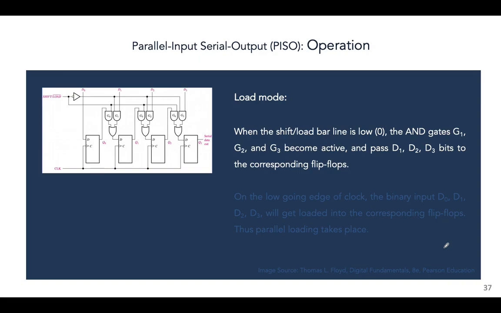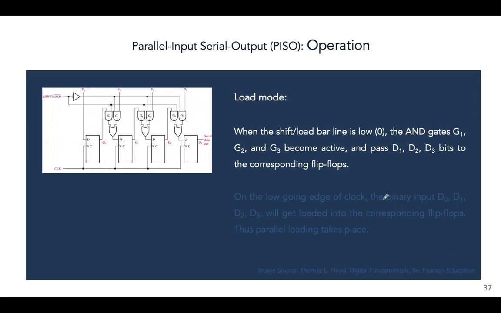All right, so let's now talk about the operation of a PISO register in a bit more detail. The first thing to notice about a PISO register is that it operates in 2 modes. So we have a load mode and we have a store mode. So let's first begin with the load mode. What happens in a load mode?